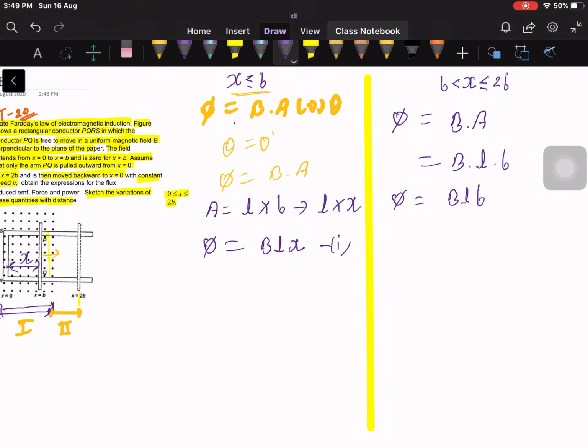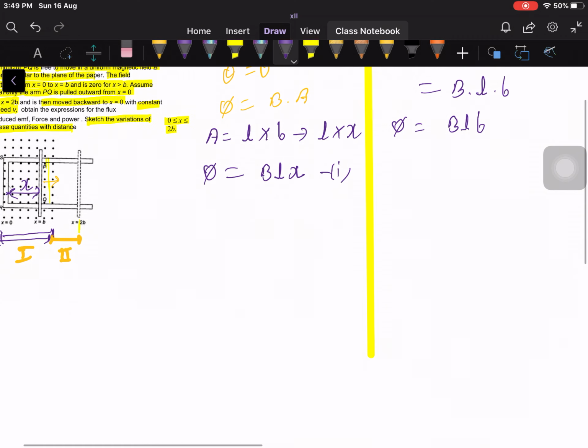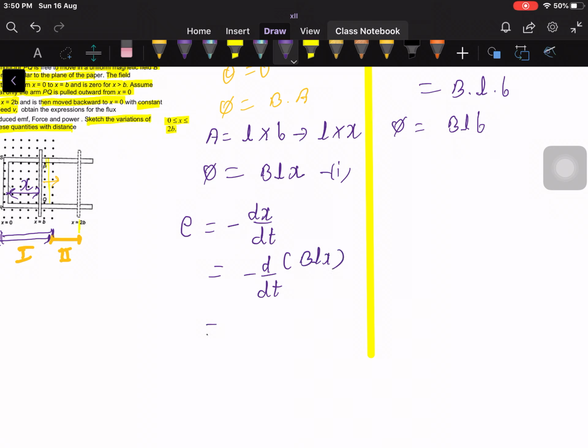Now next thing, we have to calculate induced EMF. We have the formula: induced EMF is equal to minus dΦ/dt. Put the value here, so minus d/dt of BLx. Here B and L are constant, so it is minus BL dx/dt, and that is going to be minus BLv, the familiar expression, motional EMF.